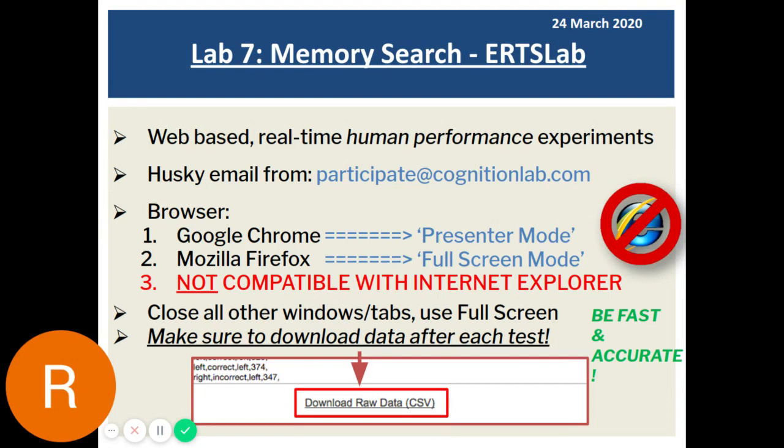Today we're going to be working on Lab 7, which is similar to Lab 4. If you'll think back to then, we were using the Cognition Lab software to do some human performance experiments, and we're going to continue with that today. We're going to be doing 3 different experiments today.